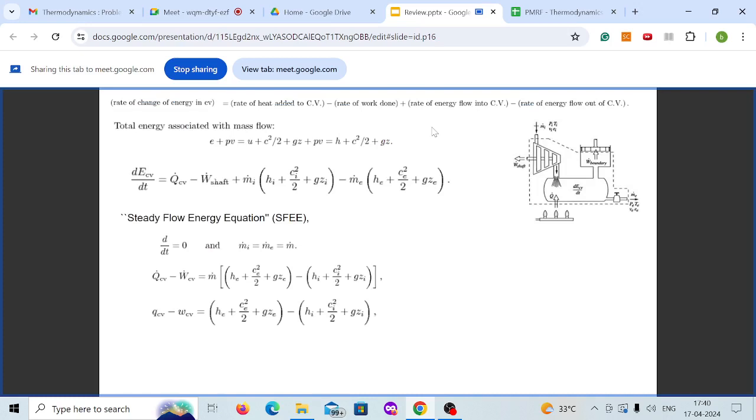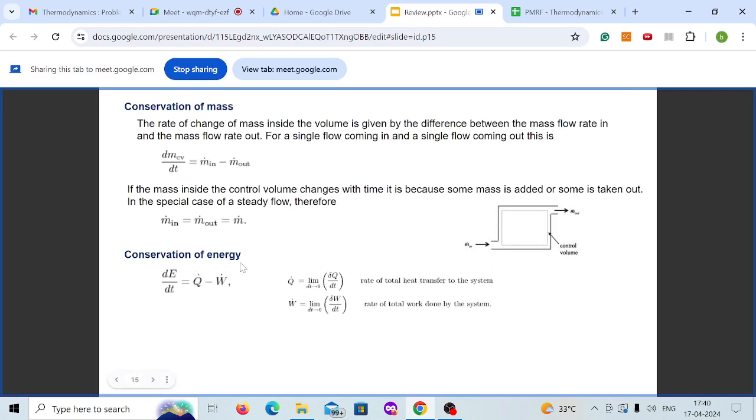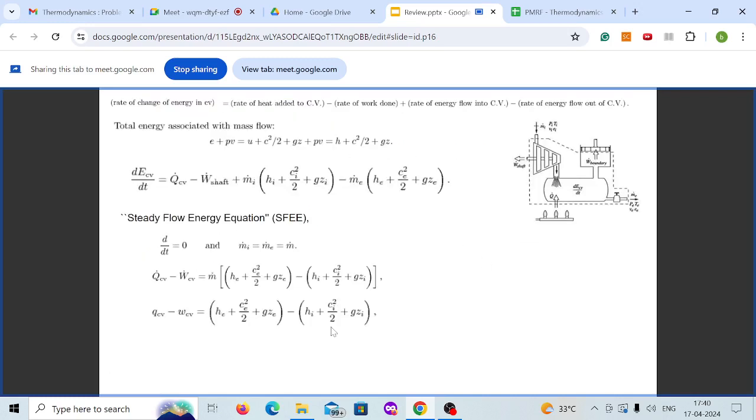Suppose instead of a closed system, I had an open system. Here there is no mass transfer. So if we have an open system and we have mass transfer, then we have to write a flow energy equation, the steady flow energy equation. So then this is how it will look.